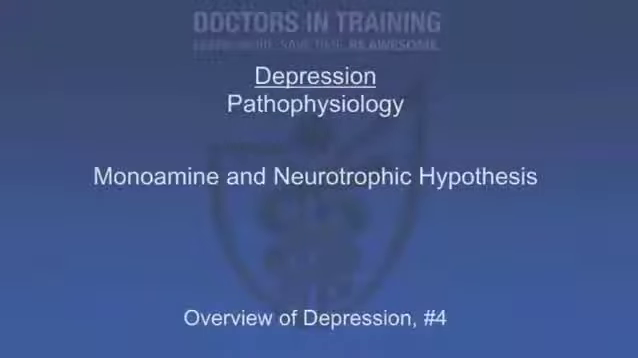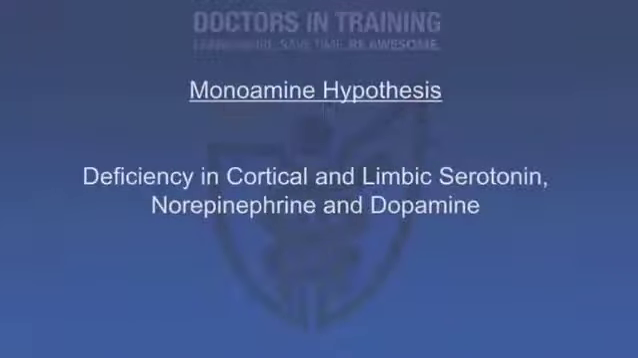There are two major theories of the pathophysiology of depression, and they include the monoamine hypothesis and the neurotrophic hypothesis. First, let's talk about the monoamine hypothesis. This states that there is a deficiency in cortical and limbic serotonin, norepinephrine, and dopamine. This hypothesis believes that this is central to understanding the proposed mechanisms of action of the antidepressant medications that are currently on the market. The neurotrophic hypothesis is next.